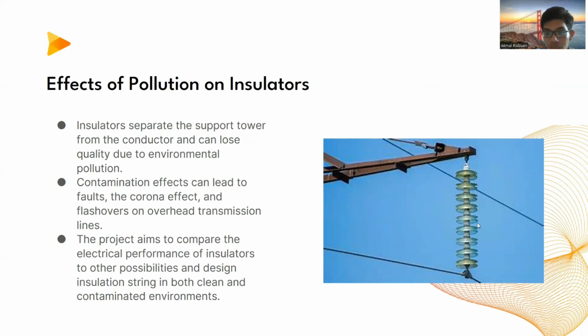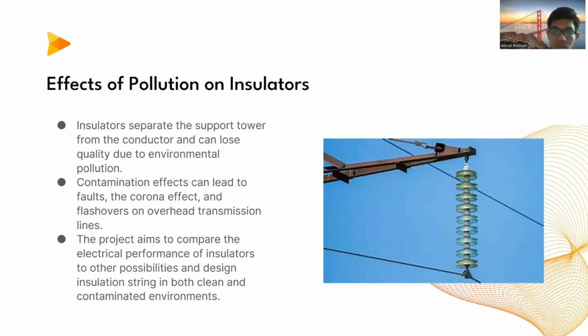We know that this changing can cause contamination to be on the insulator. The contamination on the insulator can affect the electric field distribution in this insulator. The contamination effect can lead to faults, the corona effect, and flashover on the overhead transmission line. So our project aims to compare the electrical performance of the insulator under other possibilities and design the installation based on both clean and contaminated environments.